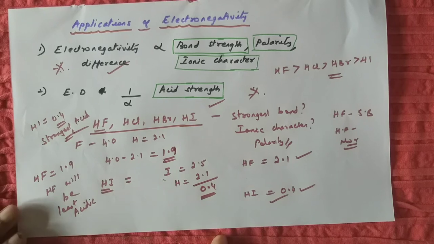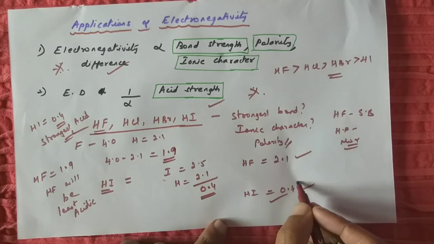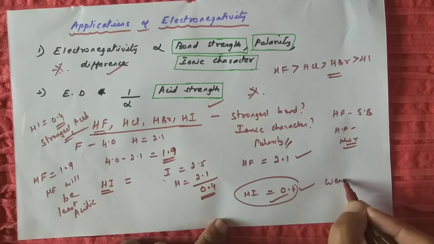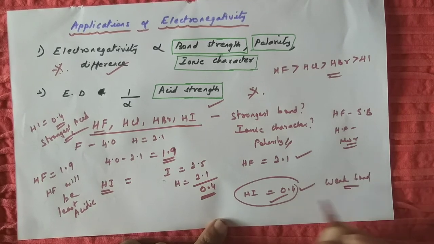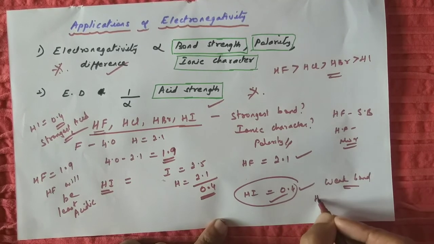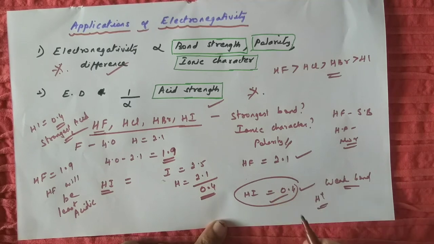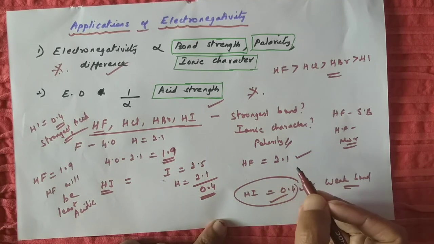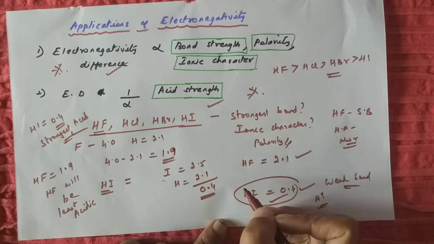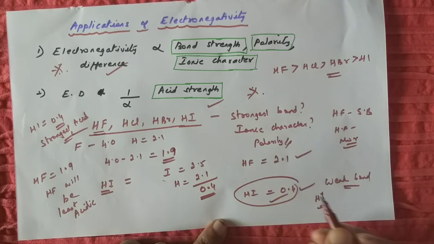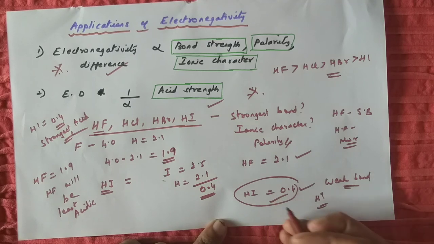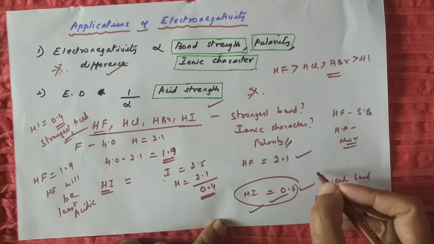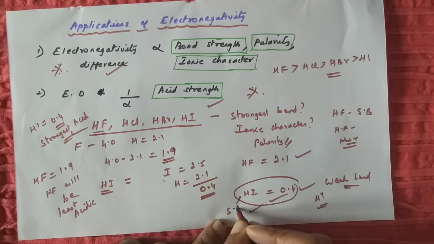In case of acidity, the reason is very simple: HI is a weak bond. So what will happen? The bond will break very easily, so H plus will be given very easily. That's why it's a strong acid. Here in HF the bond strength is very high, we can't break the hydrogen easily, so it's a weak acid. Got the reason now? HI is a strong acid because of its weak bond, the H plus can be easily removed. So HI will be the strongest acid.